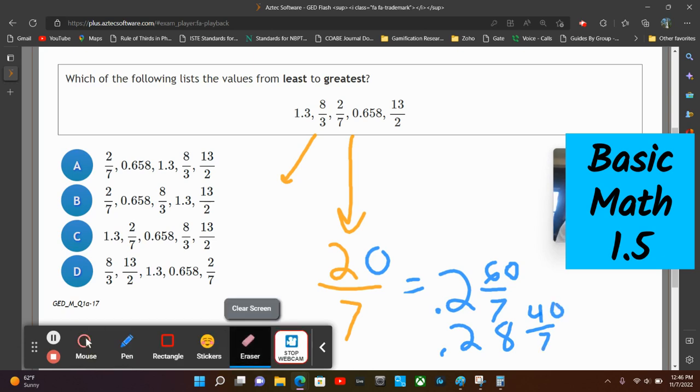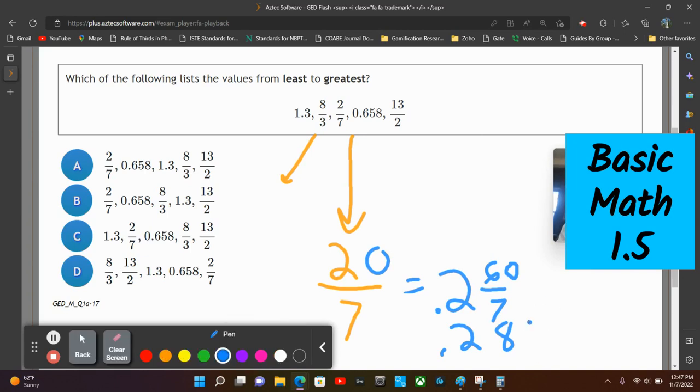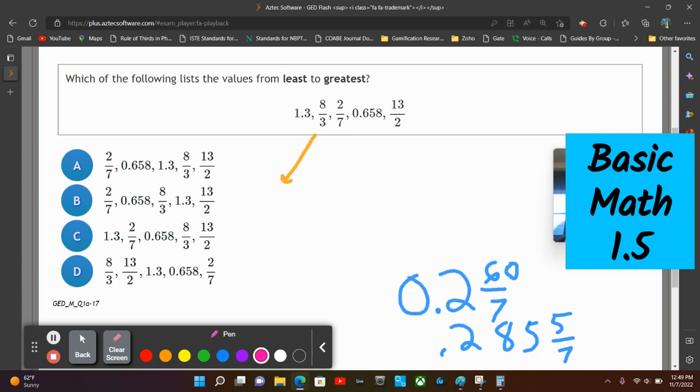So I'll just erase this. It goes 5 times with the remainder of 5. So the next digit is going to be a 5 with a remainder of 5. So you can keep on doing that over and over and over again until you get as many digits as you're comfortable with. Now, 8/3, what I would suggest doing with that one is first turning it into an improper fraction, or a mixed number, turning it into a mixed number.